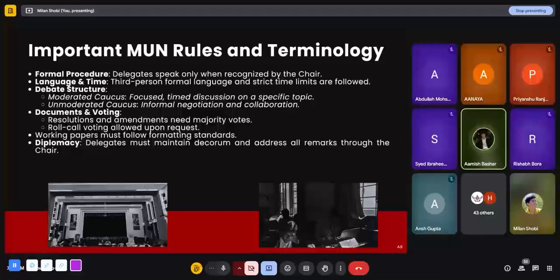Also, diplomatic decorum. Always try to be calm, respectful, and professional. Never attack or argue personally with others. Speak through the chair and not directly to other delegates. And even if you disagree with a delegate, do so politely, because this is about diplomacy, not winning arguments.